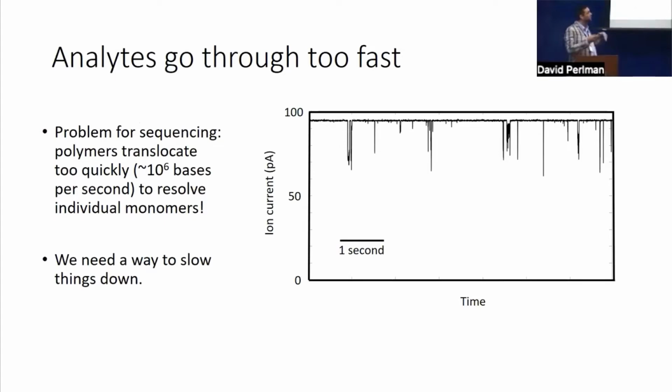So, you can pull through a many kilobase strand of DNA, and you only see these very, very short little blockages. And so we need a way to slow things down because we're sampling at kilohertz here. And things are going through about 1 million bases a second.